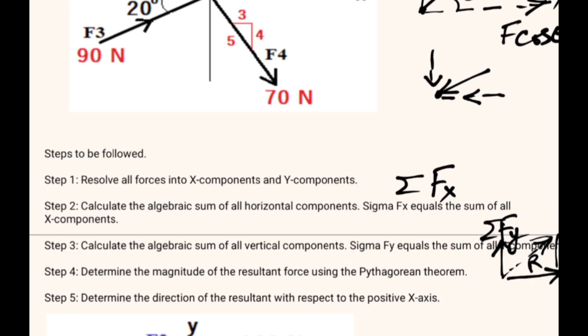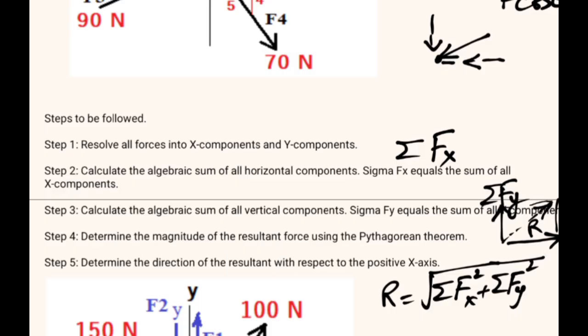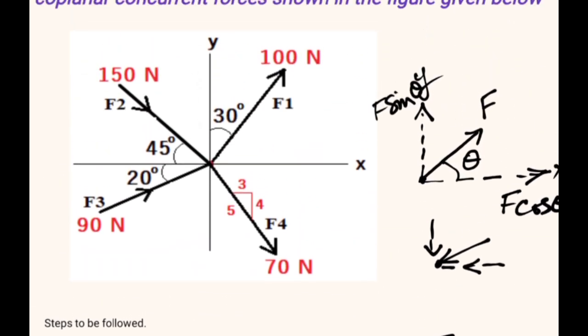Okay, so this is the way you can calculate the value of R as the square root of sigma Fx square plus sigma Fy square, and then you can also calculate the direction of this resultant with respect to the x-axis. Okay, now we apply all these concepts to our actual problem, which is given here in this question. So we have now 4 forces, and these forces are coplanar and concurrent, and the angle of these forces as well as the magnitude is given.